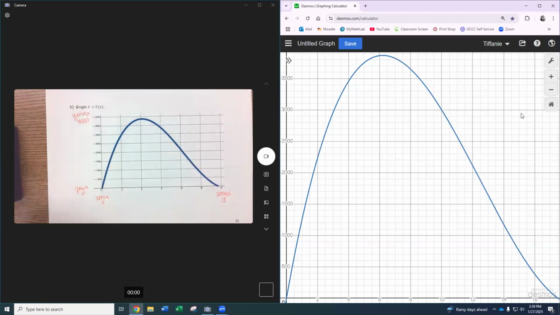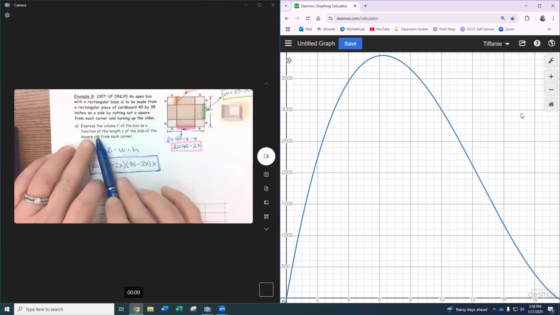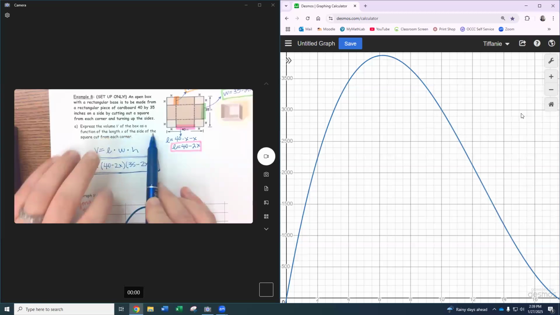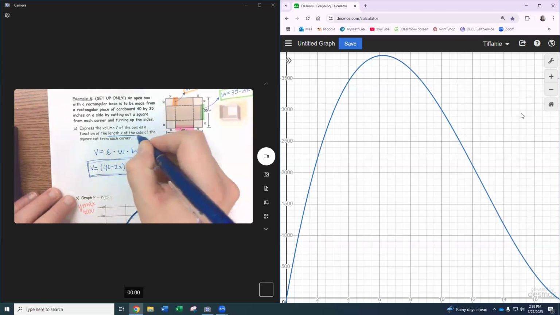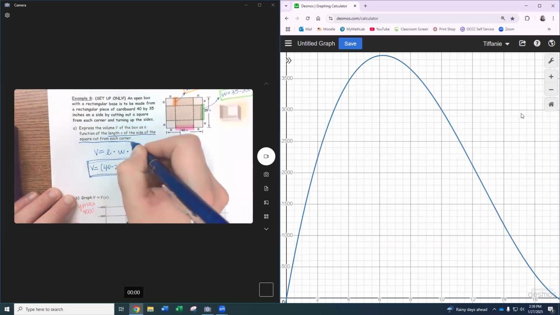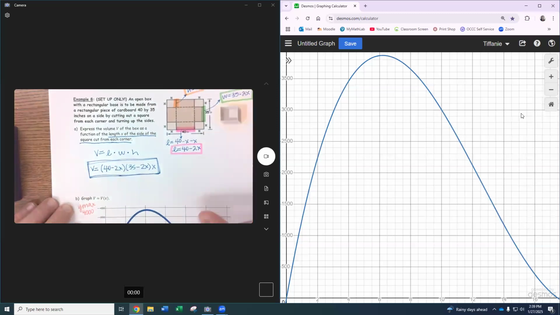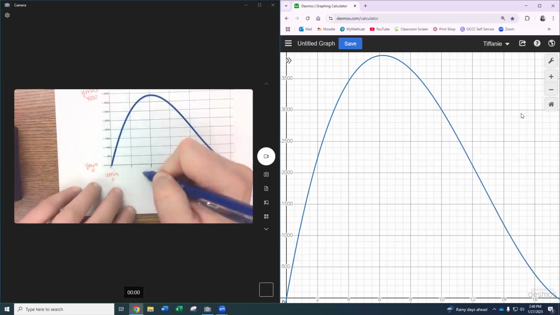Okay, so let's kind of talk about what these axes represent. What does my x-axis here represent in the context of the problem? It tells me up here the volume is a function of the length x of the side of the square cut out from each corner. So this x-axis down here represents my square cutout.